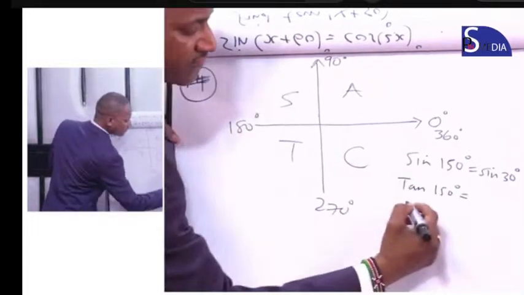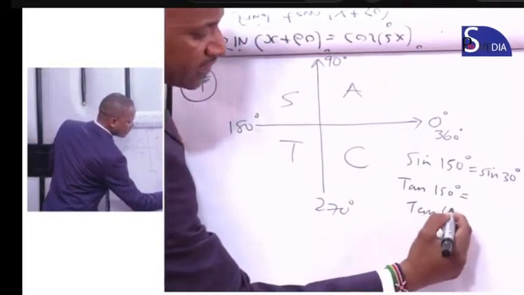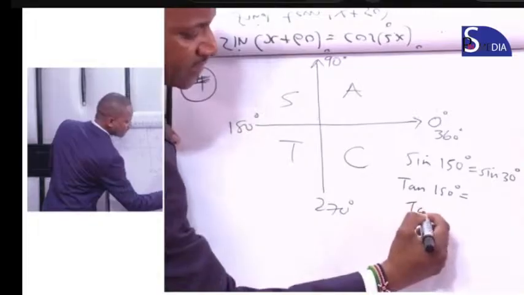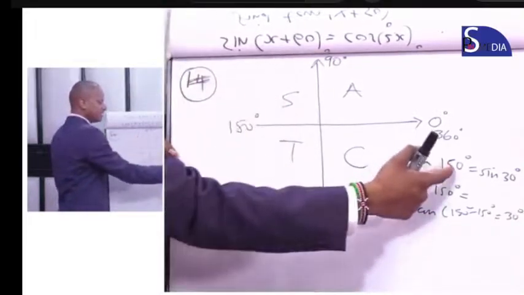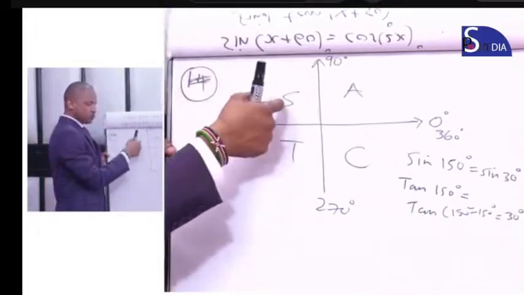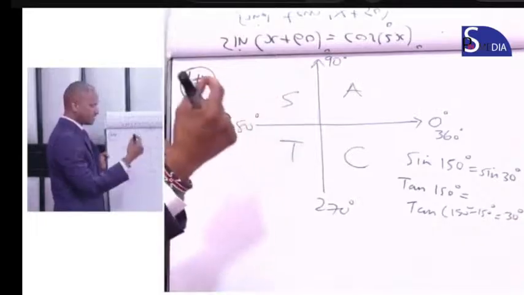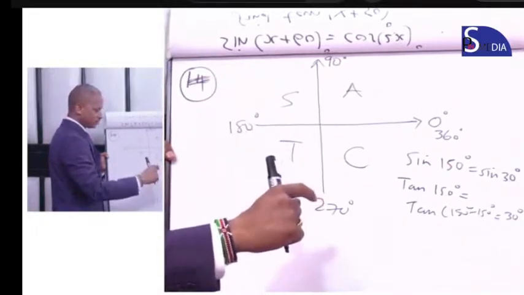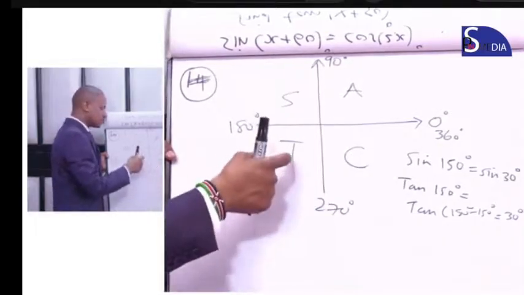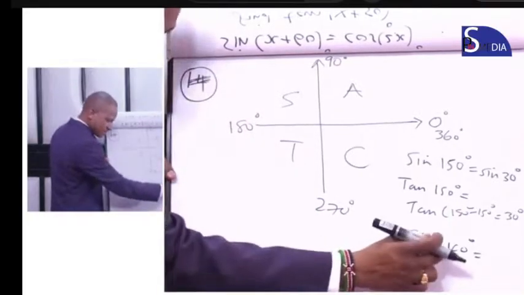If you are told to find tan of 30, tan of 180 minus, it will be the answer that you will identify. But in this quadrant, the answer that you get will be negative.